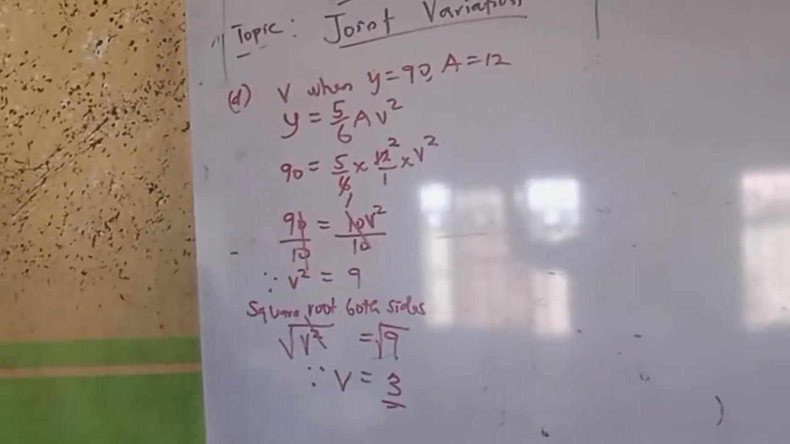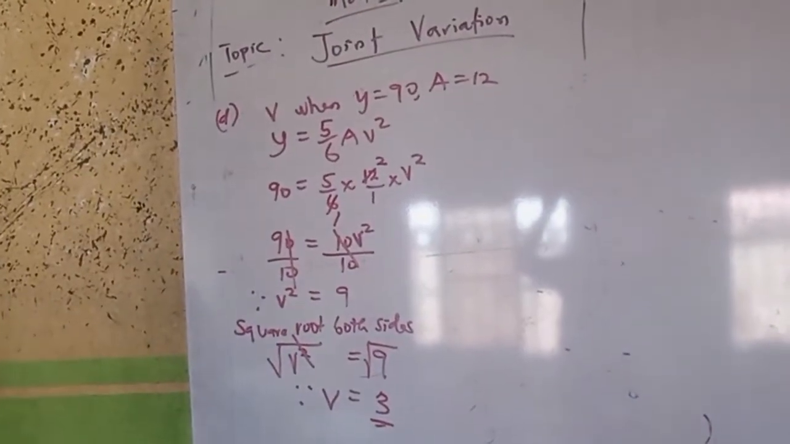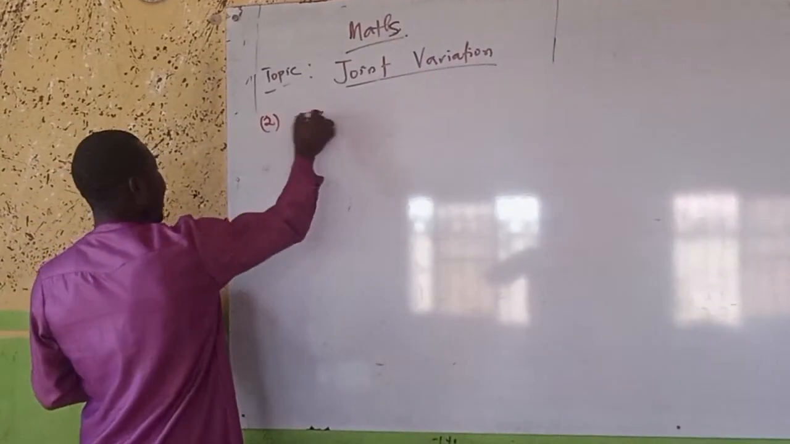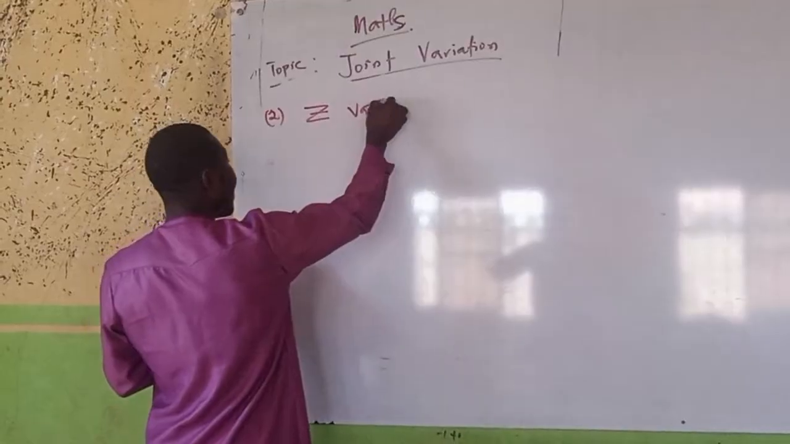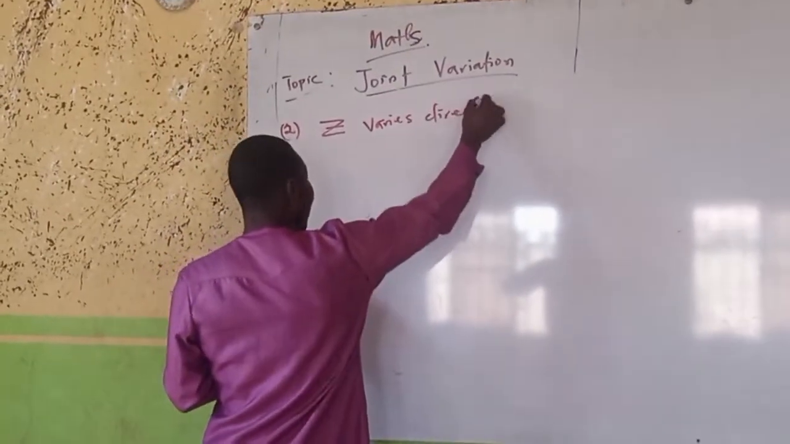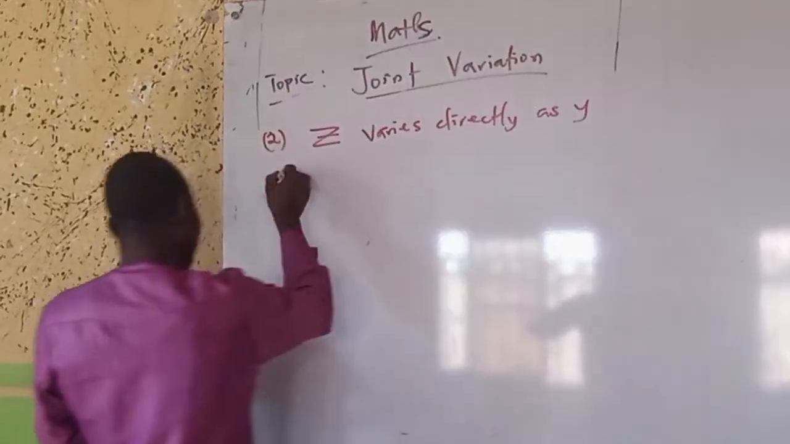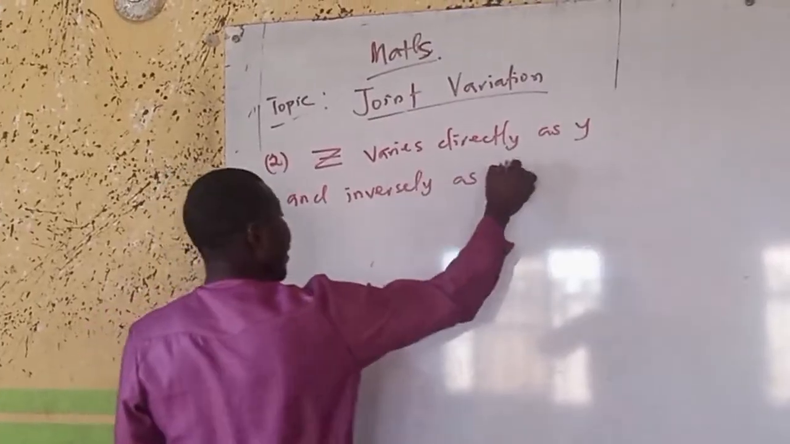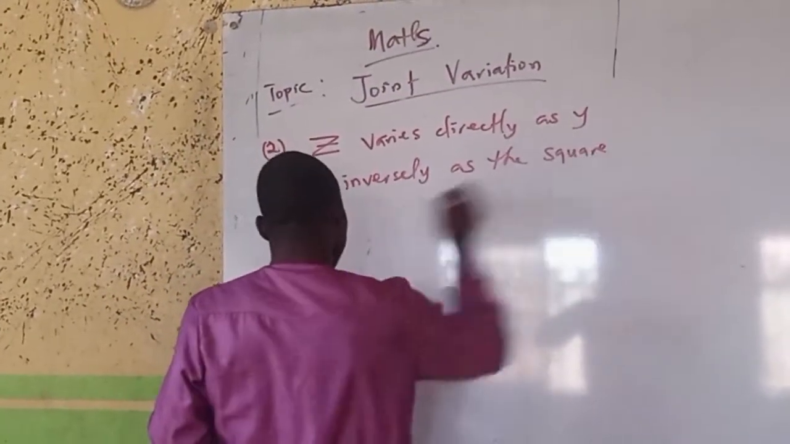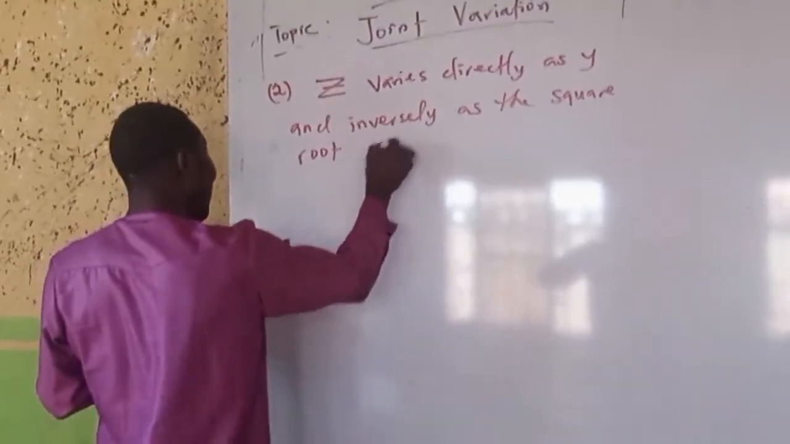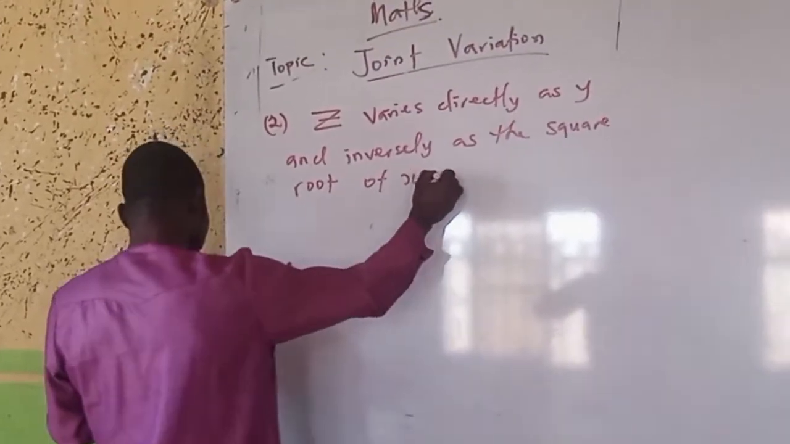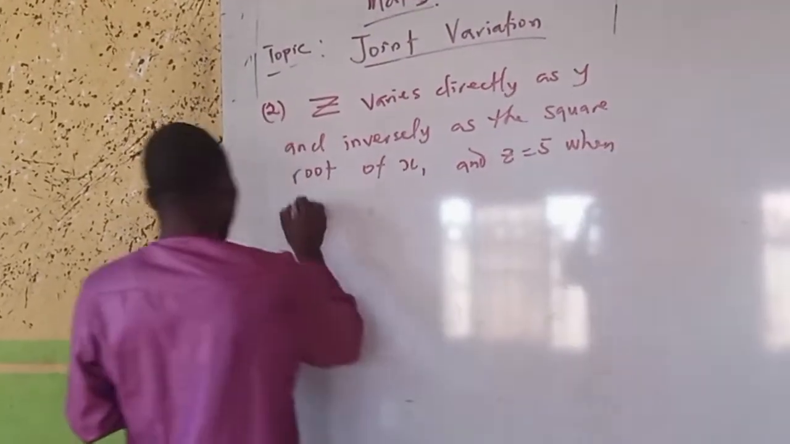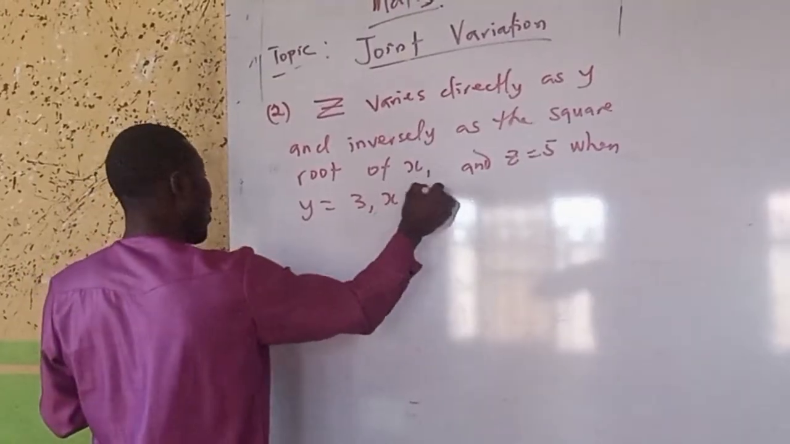Let's take another question which will serve as our example number 2. The question is a long statement. Z varies directly as y and inversely as the square root of x, and z equals 5 when y equals 3 and x equals 9.